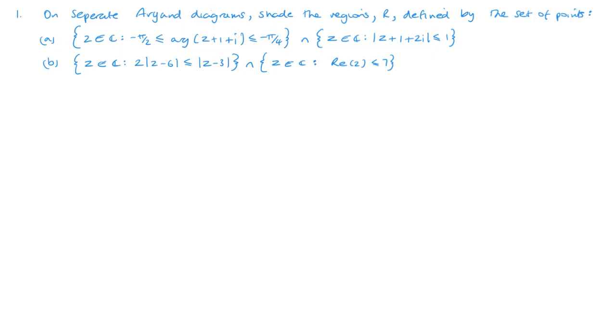So looking at part B now, let's first look at this one. So we've got |2z - 6| ≤ |z - 3|. So that's 2. Now z is x + iy.